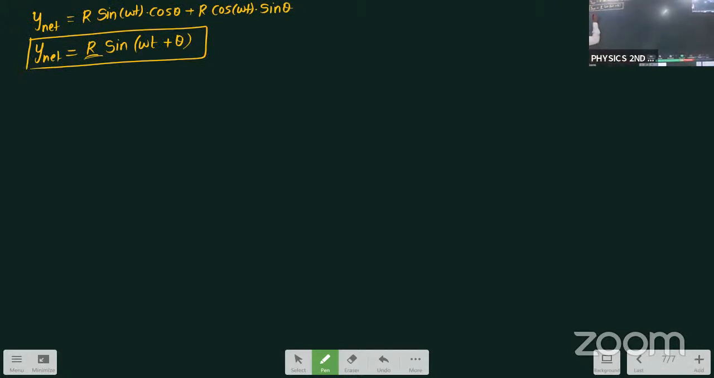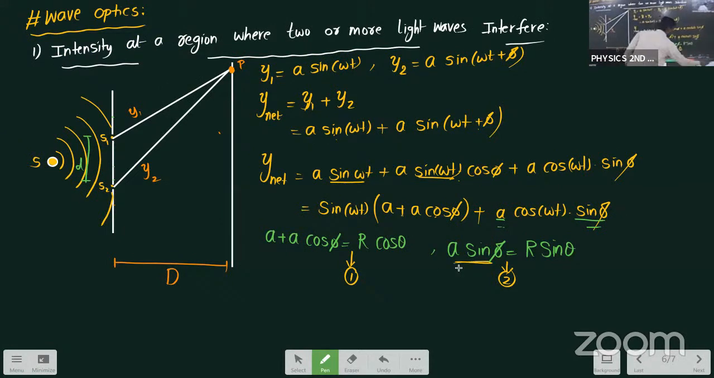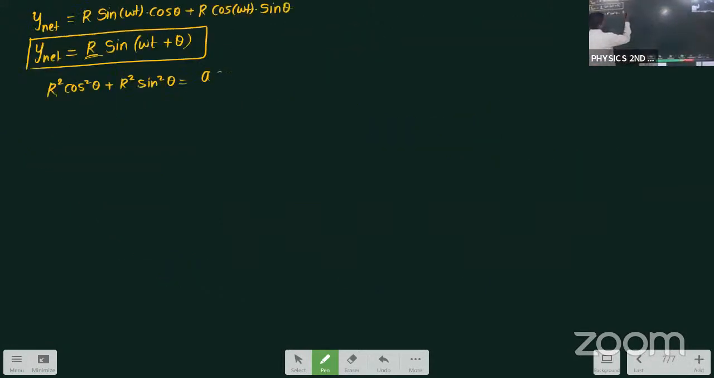I will be getting R square cos square theta plus R square sin square theta. That will be equal to A sin phi whole square plus A cos phi whole square. See here, R square is common. What is the value of cos square theta plus sin square theta? It will become 1. So on the left hand side, I will be getting R square.